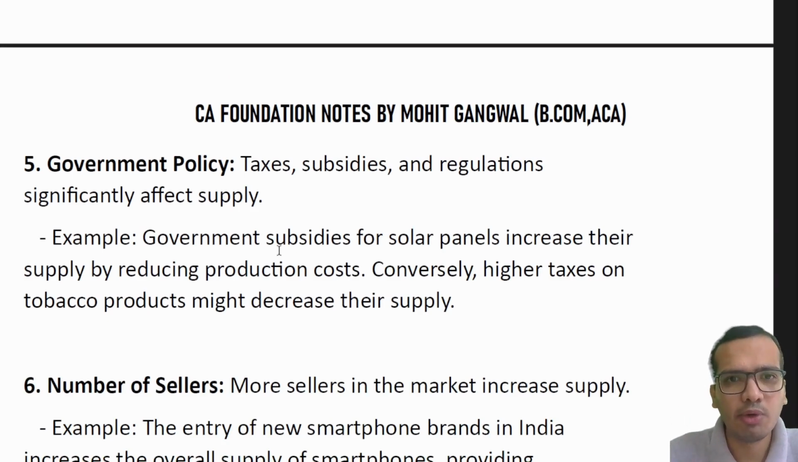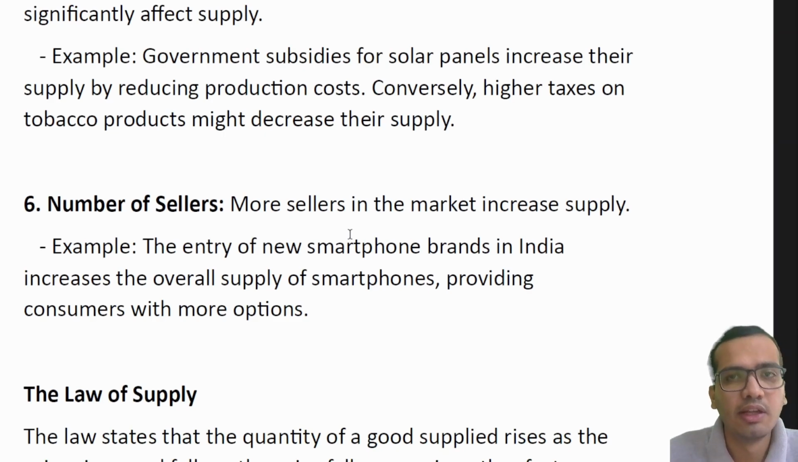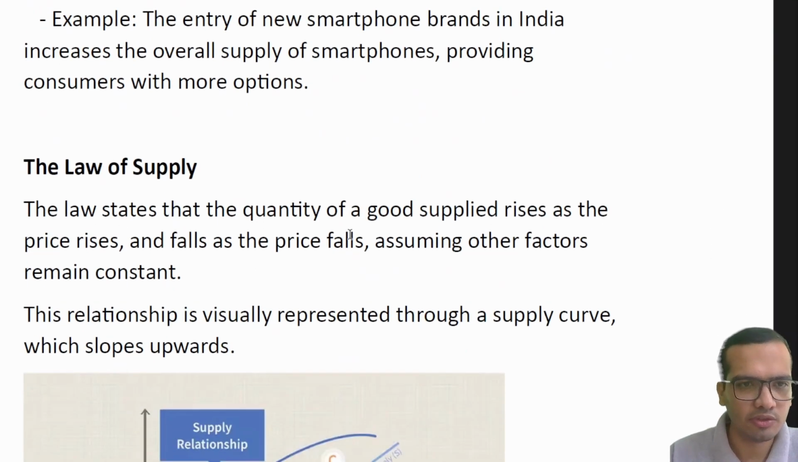Fifth, government policies. Taxes, subsidies, and regulations significantly affect supply. Example: government subsidies for solar panels increase their supply by reducing production cost. Conversely, higher taxes on tobacco products might decrease their supply. Sixth, number of sellers. More sellers in the market increase the supply. Example: the entry of a new smartphone brand in India increases the overall supply of smartphones, providing consumers with more options.